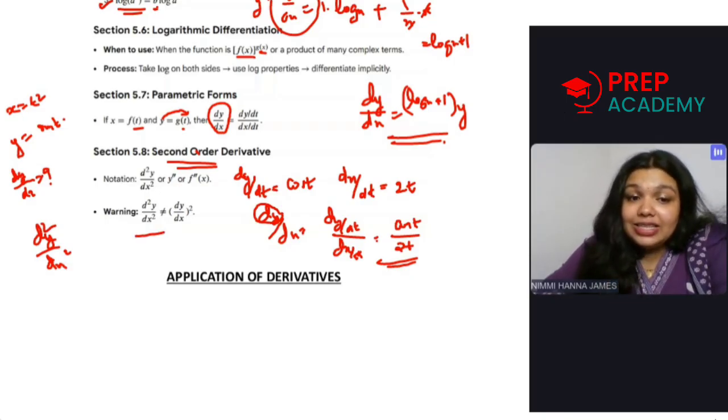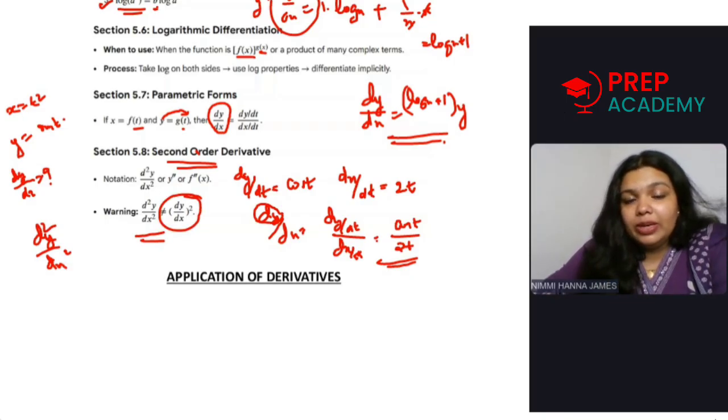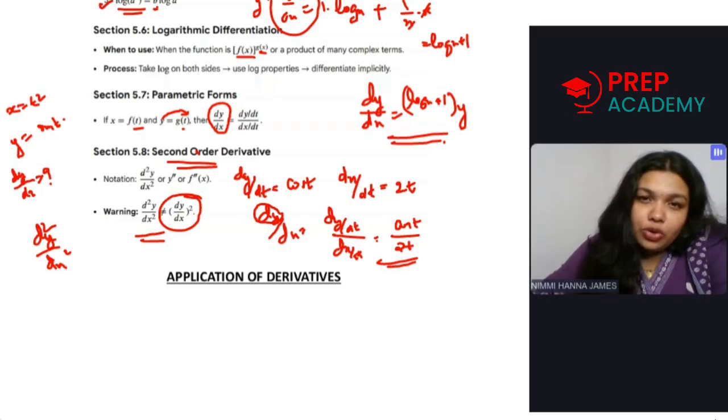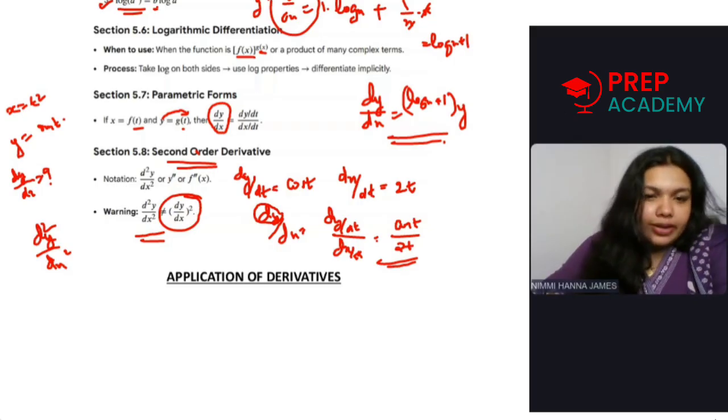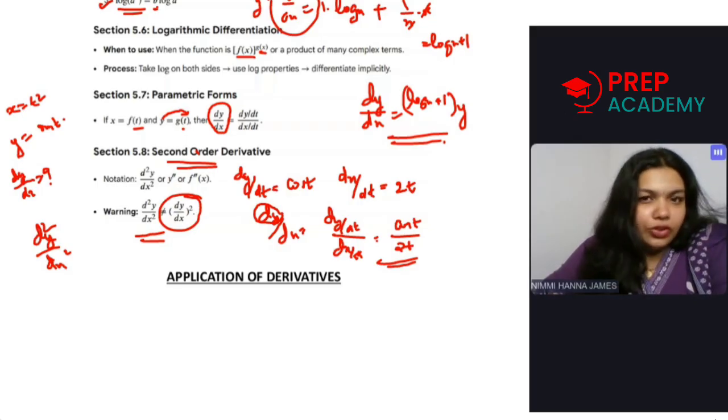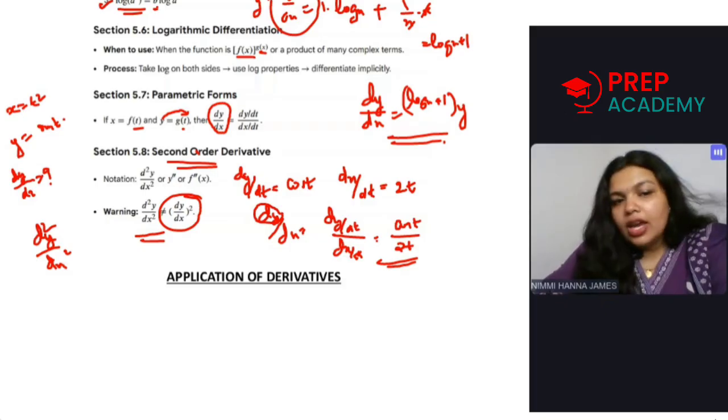Okay, and d square y by dx square is not equal to dy by dx. Many of the students make this mistake because dy by dx means we have differentiated only one time, and they just took the square. You can work it out for yourself and see if it is true or not. And here it is the product. This is the second differential. We took the differential two times, so that's the difference.